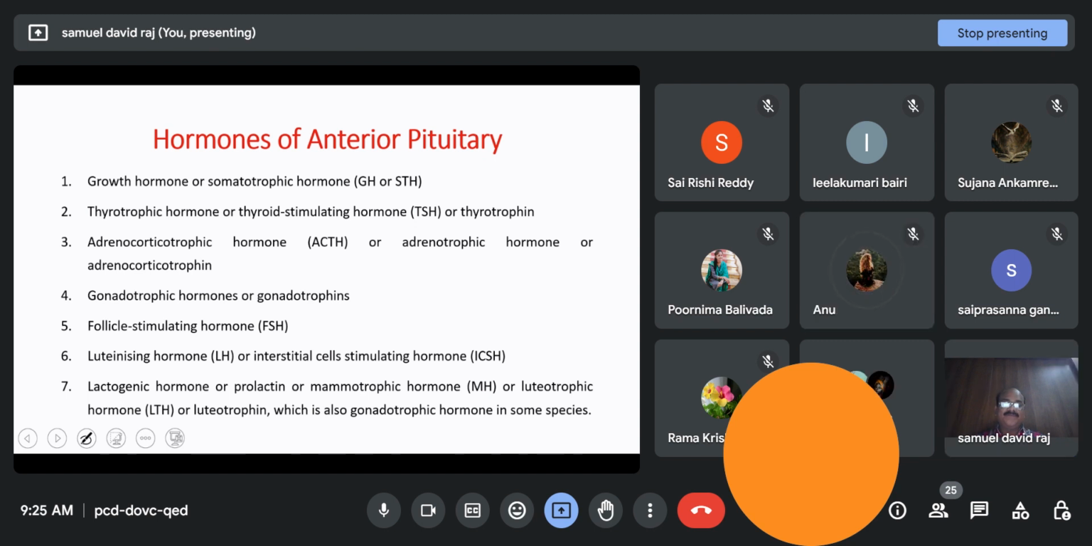Fast distance. They are secreted by, stimulate pars distalis. But yes sir, actually trophic hormone is.